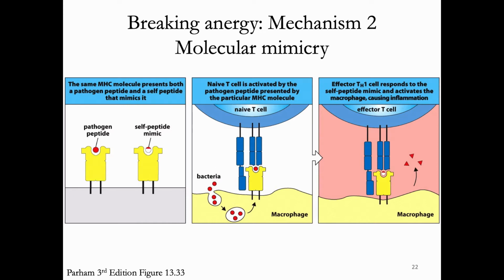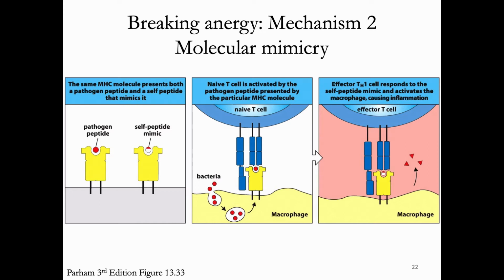Thus, we could turn on a T cell in response to this pathogen peptide through correct signal 1, signal 2 interactions. Yet when this T cell leaves and goes out into the rest of the body, it might interact with an MHC molecule presenting the self-peptide that is so similar to the pathogen peptide.